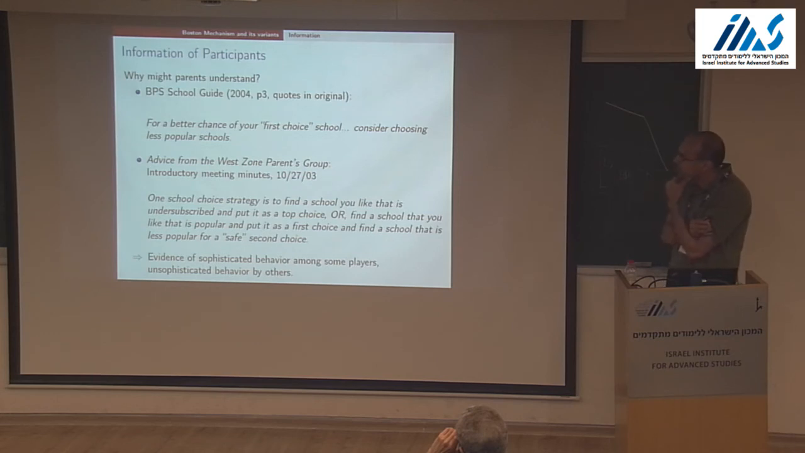Broadly speaking, there is evidence of some sophisticated behavior by some players and unsophisticated behavior by others. There is lots of evidence in Boston, for instance, that a substantial fraction of applicants have ranked two very popular schools as their first and second choice. That's not a great idea in this mechanism, because if your first choice is very popular, you might not get it. But your second choice being very popular means that it will have filled up with people who've listed it first, right? So if someone knew those schools were going to be heavily oversubscribed, it would be inadvisable to rank that second choice school if it's a very popular school. Yep, question?